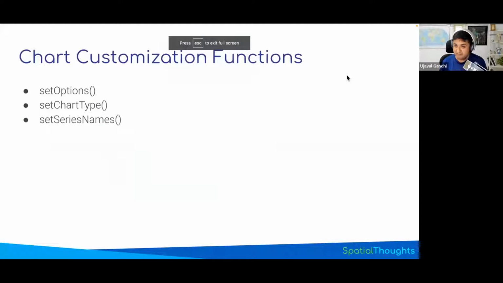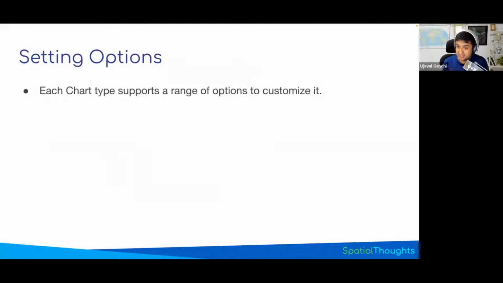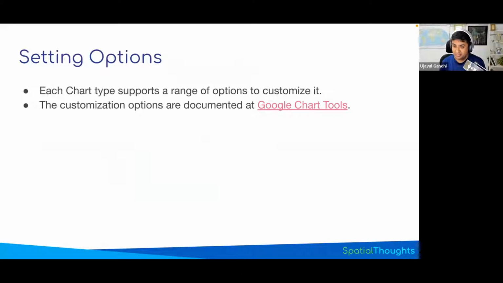There are three main functions to customize the charts that you generate. First one is called set options. Second is set chart type, and then set series names. So set options allow you to customize a chart from the Google chart tools. So if you say, I want to now customize the legend, how do I do it? Well, you go to Google chart tools. I've linked to the documentation there and say, how do I customize legend using Google chart tools? And whatever options you see, those are the options you'll use in Earth Engine. Right? So all the options come from Google chart tools.